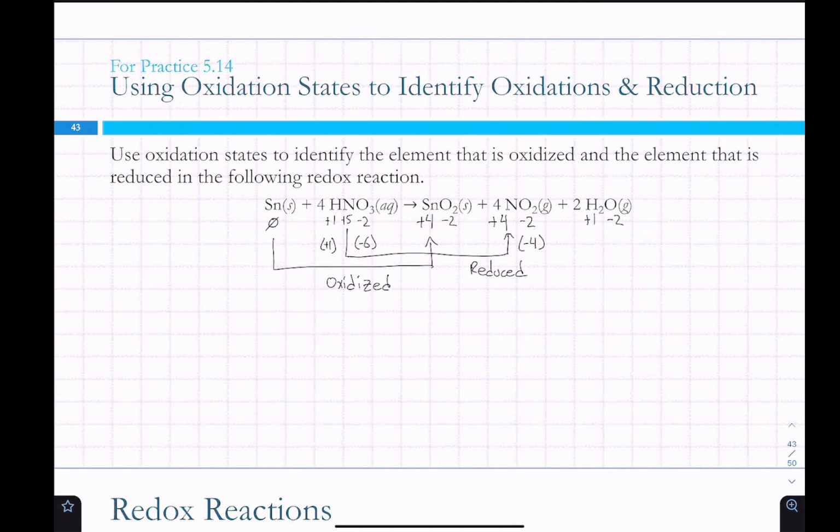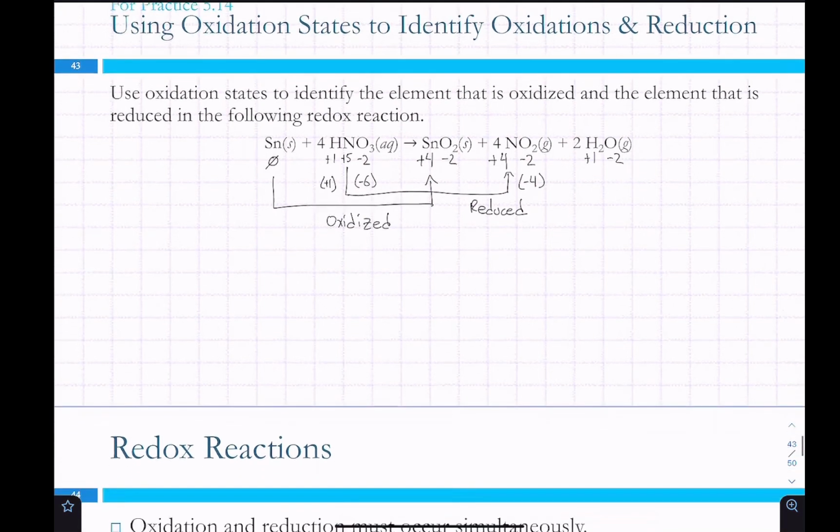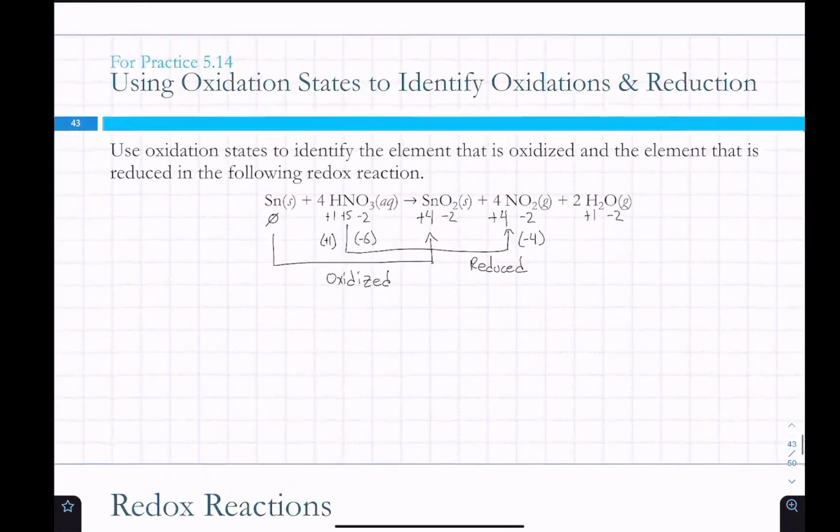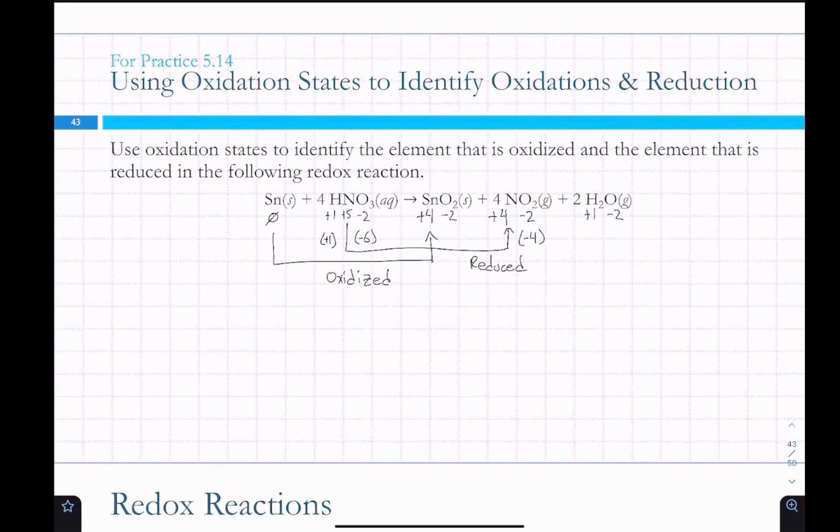And this is already balanced also. I don't think I added the slides in here for balancing them. Okay, any questions about redox identifying things? No? Okay.